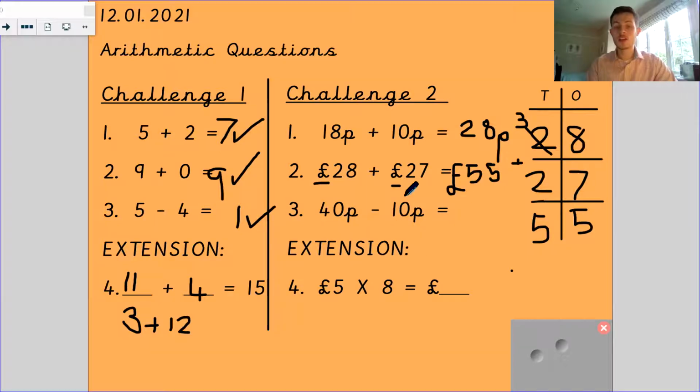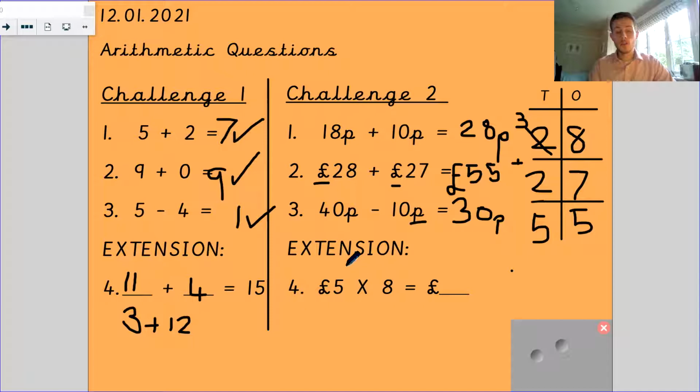40 pence, take away 10 pence. Now we should know our 10 times tables. So we know if we've got 14, we take away a 10, it's going to be the same as having 4 and take away 1. So if 4 take away 1 is 3, then 40 take away 10 is going to be 30. And again, we're working in pence, so we must put our pence at the end.